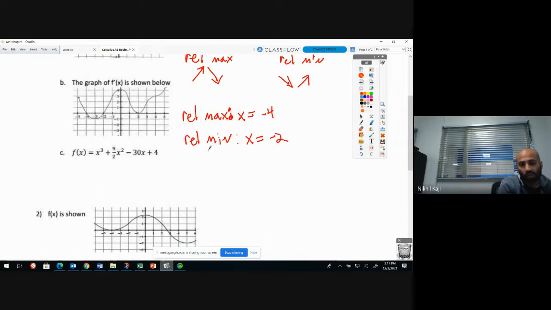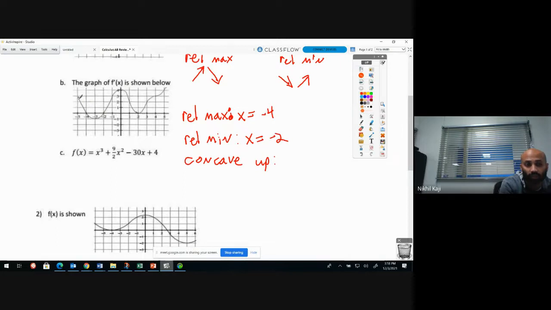Okay. Now, concavity, concave up. That's when my second derivative is positive. I have my first derivative. How do I get my second derivative? That's the slope of f prime. That would get my second derivative. So that's when my slope is positive.